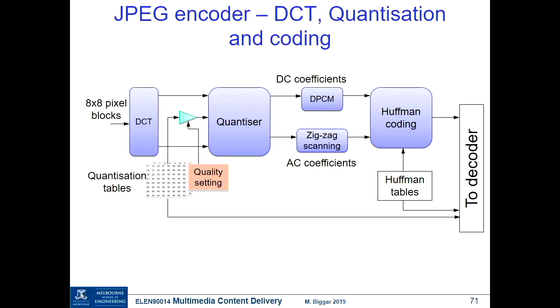So 8x8 pixel blocks go into the DCT, the DCT coefficients will be quantized, and they're quantized according to a quantization table. And we'll talk about where that table comes from in just a moment.